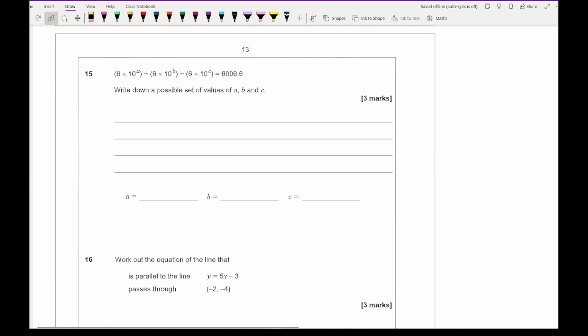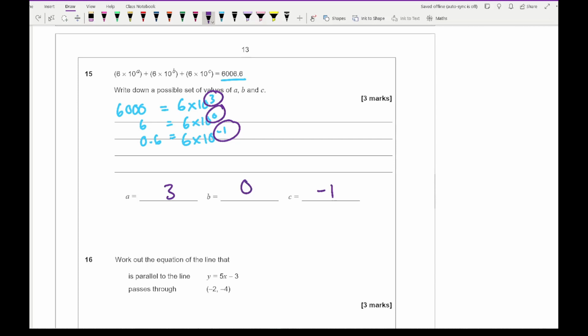For the next question, question 15, it says write down a possible set of values for A, B and C. So looking at 6006.6, well that's 6000 plus 6 plus 0.6. Now if I convert each of these numbers into standard form, well that's 6 times 10 to the 3. That's 6 times 10 to the 0, and this is going to be 6 times 10 to the power of minus 1. And these values here are my A, B and C. So that's going to be 3, that's going to be 0, and that's going to be minus 1.